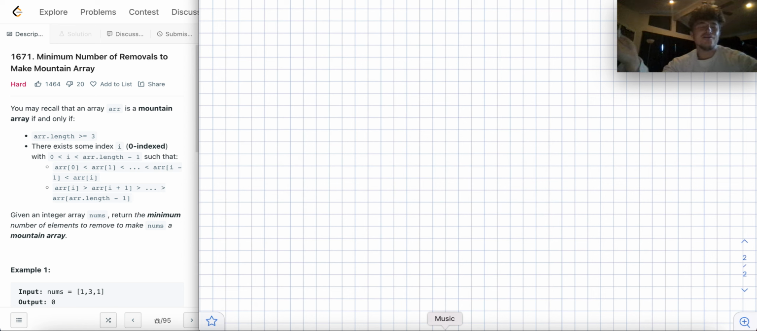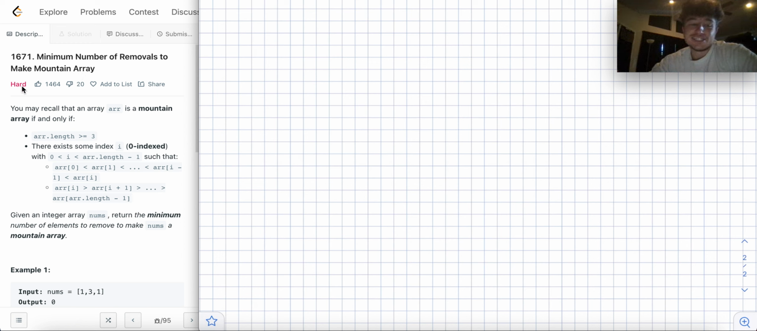It's a hard? Well, it should be a medium. What can I say? This is 1671, Minimum Number of Removals to Make Mountain Array. If you watch all my videos, you know that I like to rhyme the title of each problem, just as a little joke. But I've had to rhyme the word array so many times that I wish the word array would just go away. But that doesn't matter.